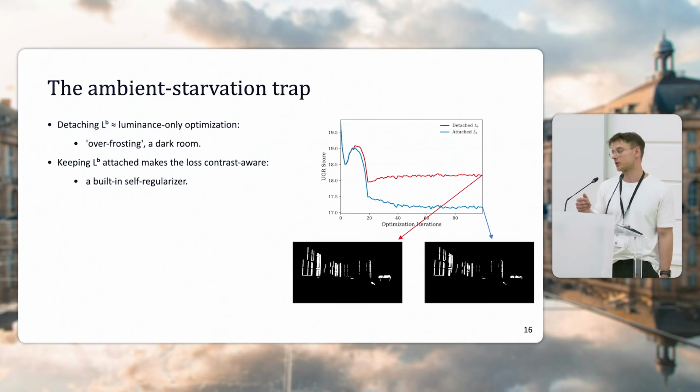And if you keep the background radiance attached, the loss becomes contrast aware, and the optimizer is penalized for killing the ambient light, so it finds a comfortable equilibrium. The self-regularization here is essentially what makes it work, and it has no analog in the luminance-only optimization.